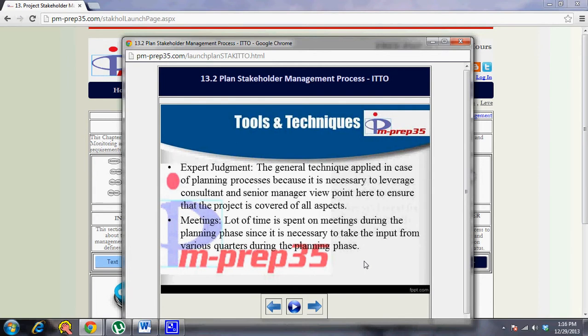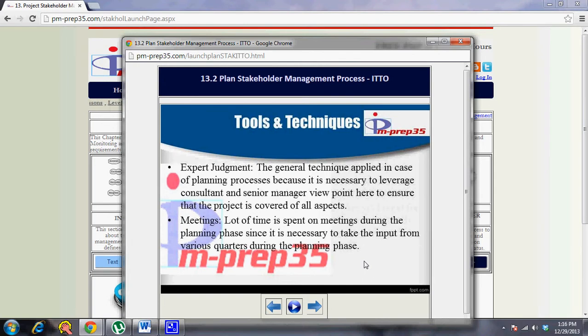The tools and techniques, like any planning process: expert judgment, the general technique applied in planning processes, because it's necessary to leverage consultant and senior manager viewpoints to ensure the project is covered in all aspects. Moreover, your project has a life cycle with different phases, and you need to understand in which phase which group of stakeholders will have the maximum influence, and then engage them. You have to have a strategy to manage those groups of stakeholders in the relevant phases. Such things can come out when you have people who have had prior experience in the kind of project you are involved in. Then meetings.